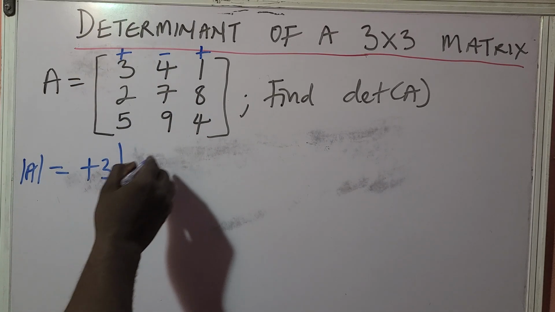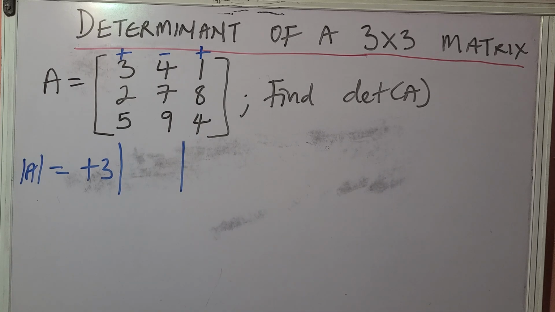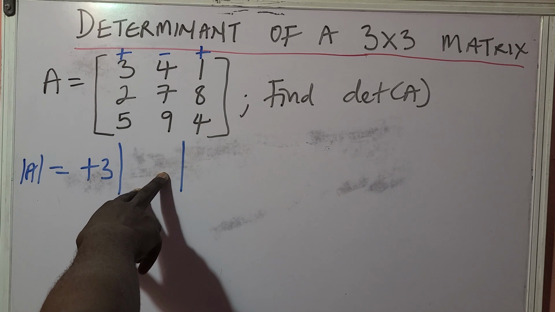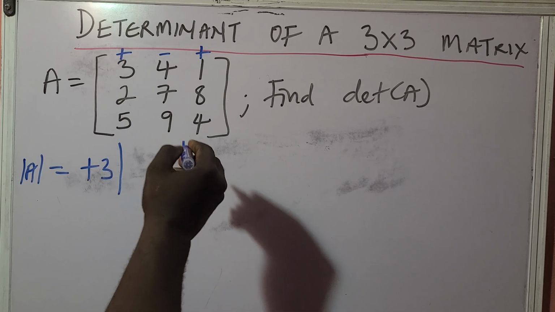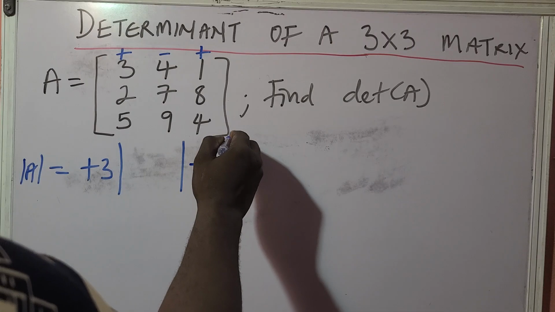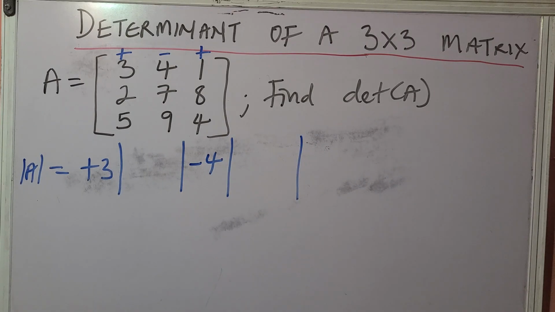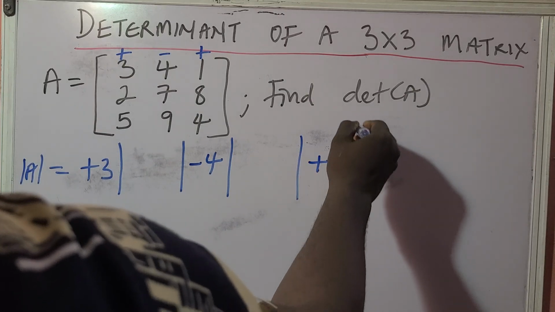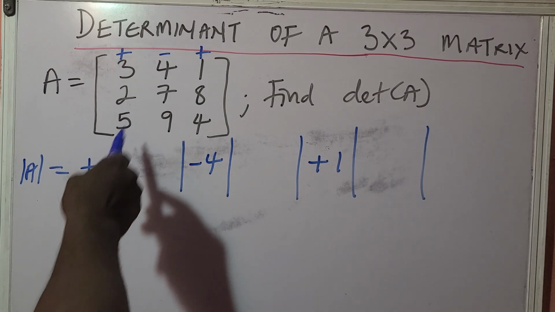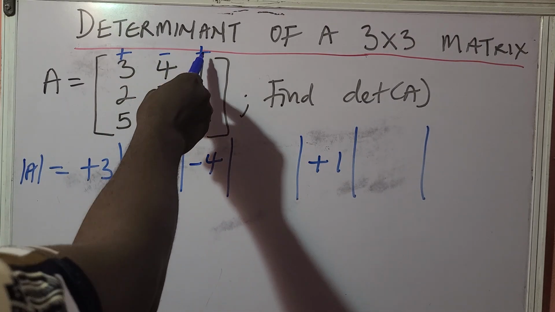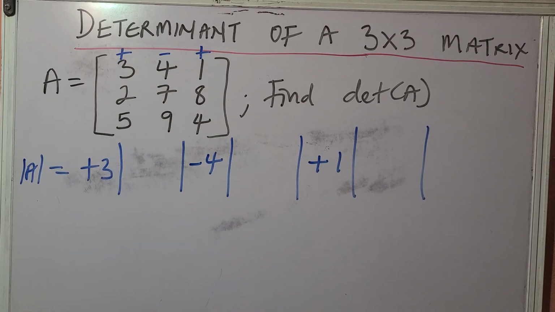and then you open up a determinant braces. Right here is where we'll be housing our 2 by 2 matrix that we'll be bringing out very soon. Then you go on to write minus 4, then you bring out another determinant braces, then plus 1. So what we're writing here, plus 3, we wrote that here, minus 4, that's written here, plus 1. So that is the very first step in finding the determinant of a 3 by 3 matrix.